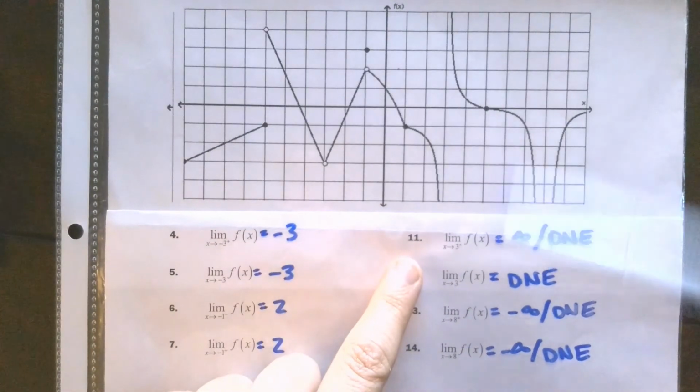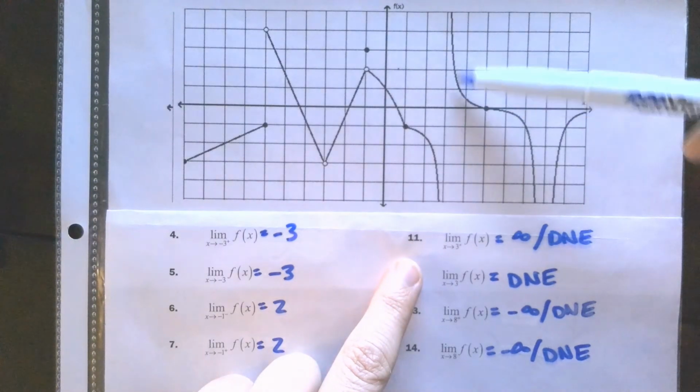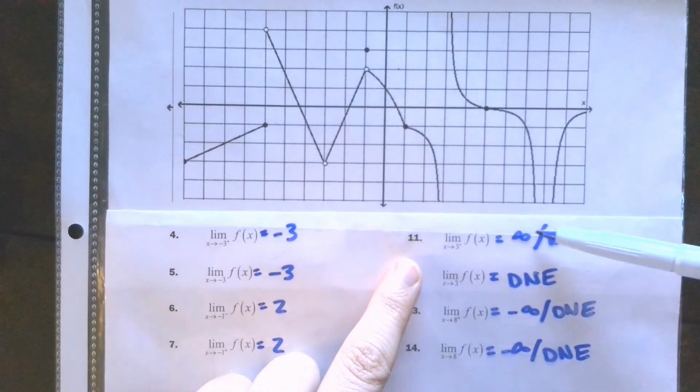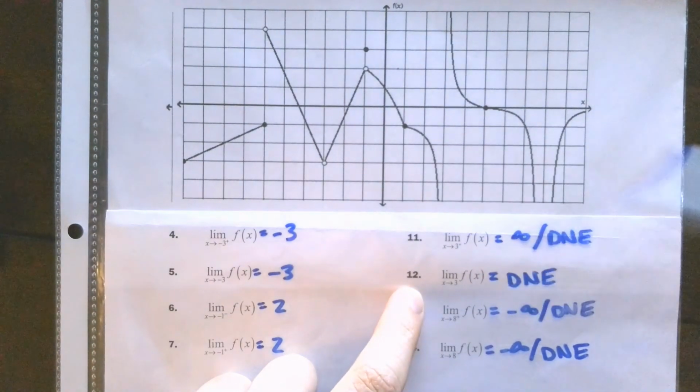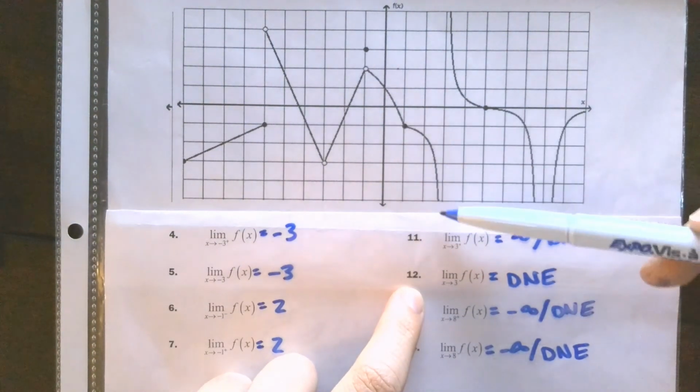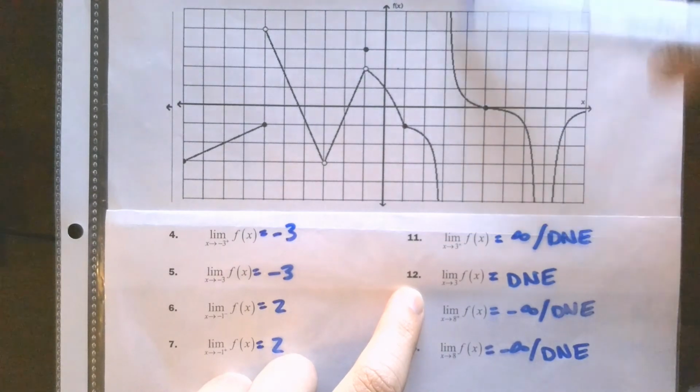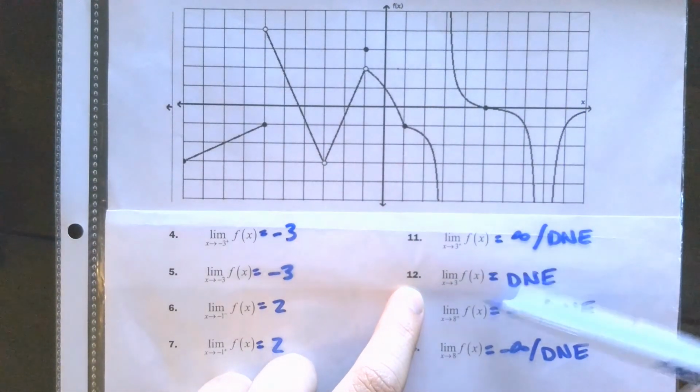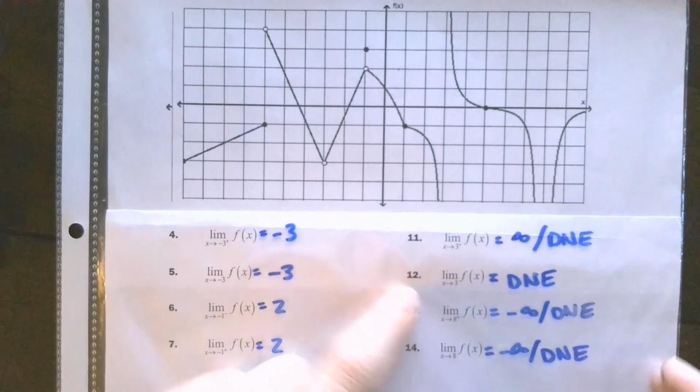For number 11 over here, as we approach 3 from the right, we're approaching either a positive infinity or we can say does not exist, but definitely the limit as x approaches 3, since we went to negative infinity from the left and positive infinity from the right, the overall limit does not exist.